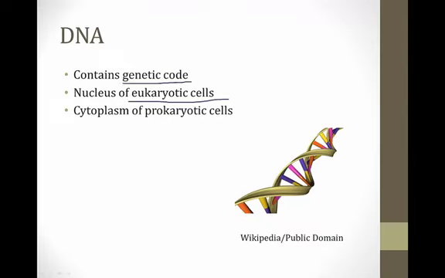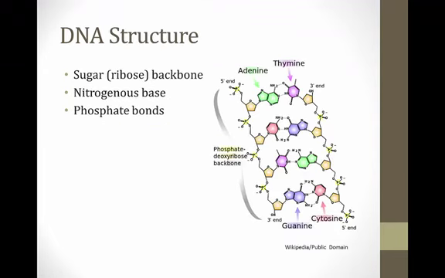It's found in the cytoplasm of prokaryotic cells like bacteria. DNA, as you all should know, has two complementary strands, and I'm drawing a line through the two strands on this picture of DNA on the screen. Each strand is made up of a series of building blocks called a nucleotide. This is a nucleotide right here.